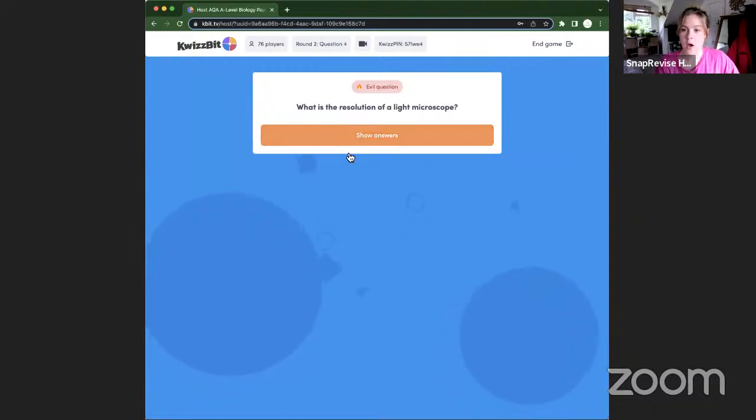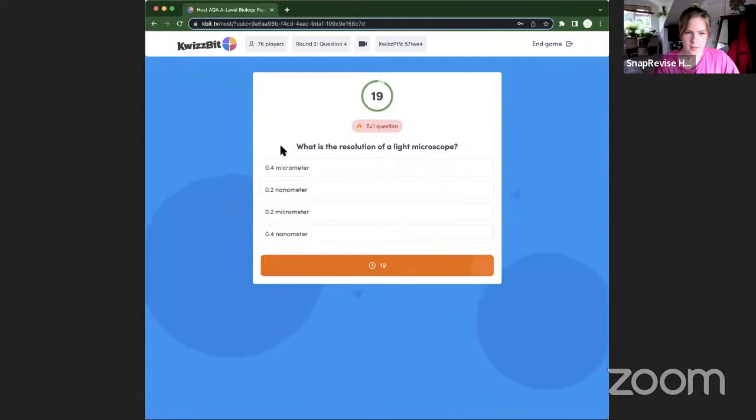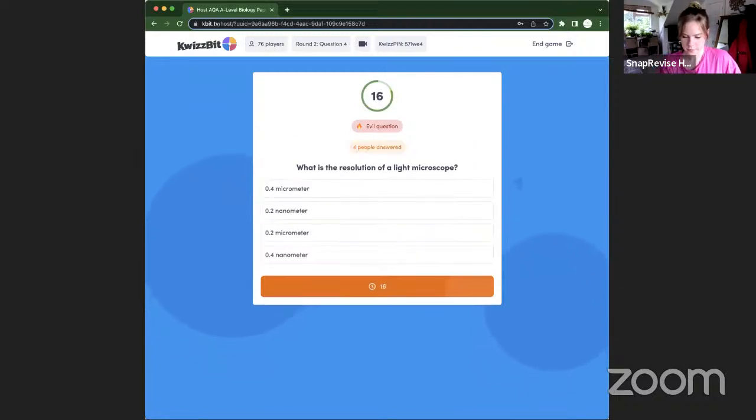Okay. What's the resolution of a light microscope? So remember, resolution is the ability to distinguish detail. So it's the minimum distance at which 2 points of a specimen can still be seen as separate entities.